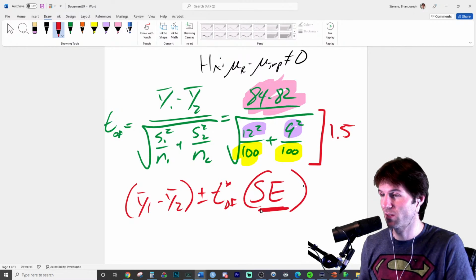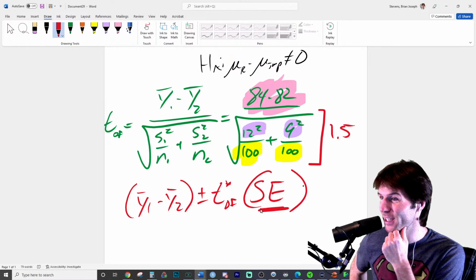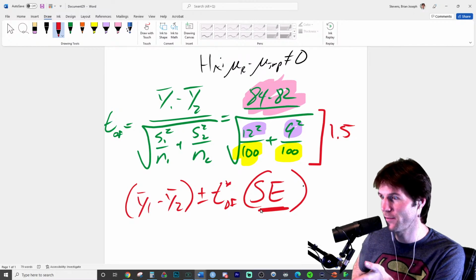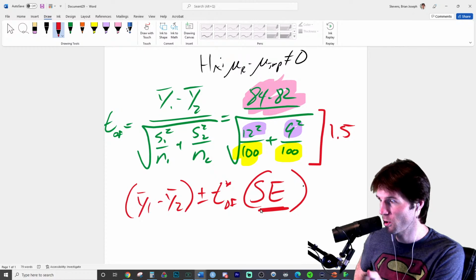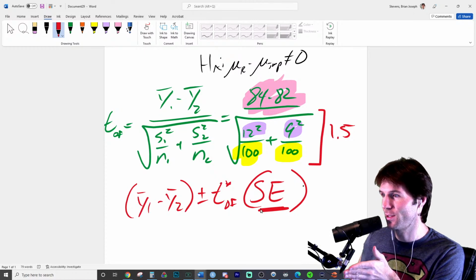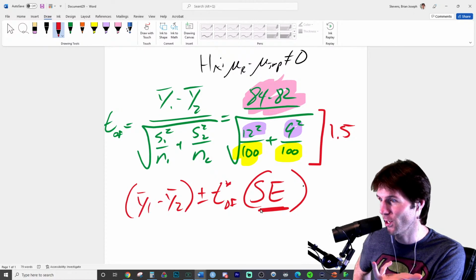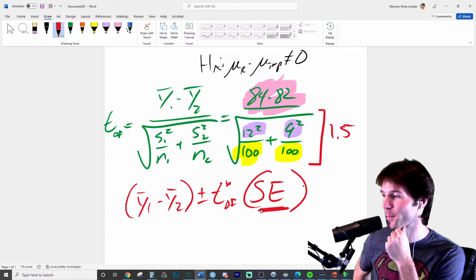I've already solved it. So rather than write the standard error of the differences, which is the square root of s sub 1 squared over n sub 1 plus s sub 2 squared over n sub 2, rather than write all of that, what do you think I'm going to plug in for the standard error?